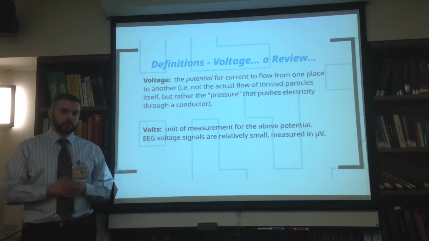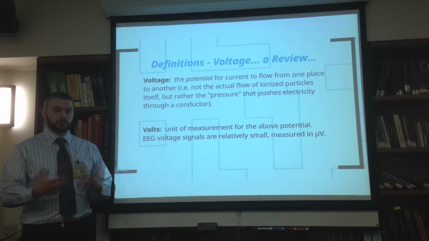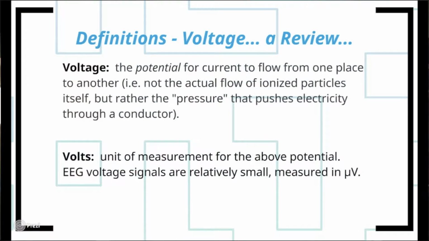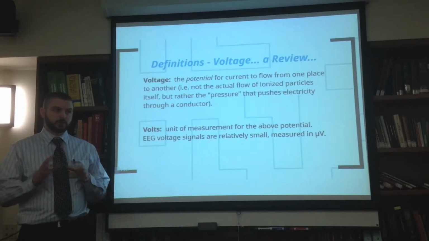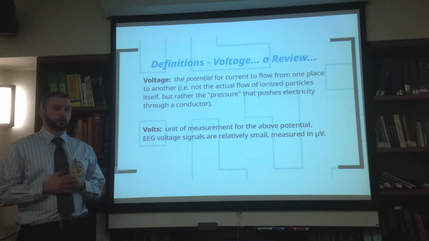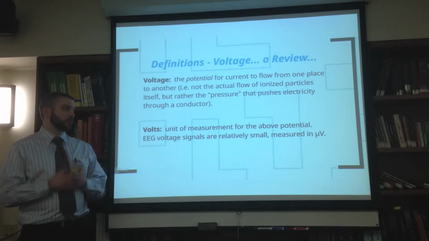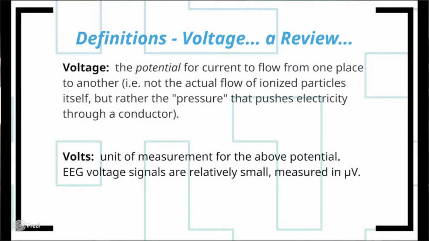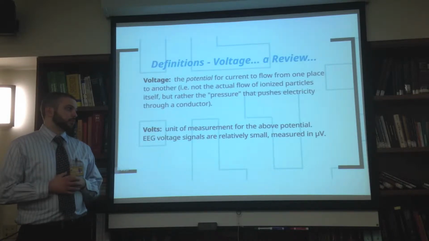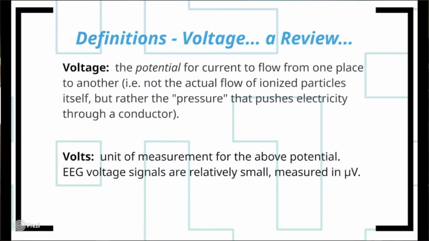So we'll just start with some basic electrophysiologic definitions as a review. So really, voltage is the potential for current flow from one place to another. In other words, voltage doesn't describe the actual flow of ionized particles from one place to another, but rather voltage describes the pressure that pushes electricity through a conductor. The units of voltage are volts, and typically the order of magnitude with which we measure those with the EEG is relatively small. It's in the microvolt range.